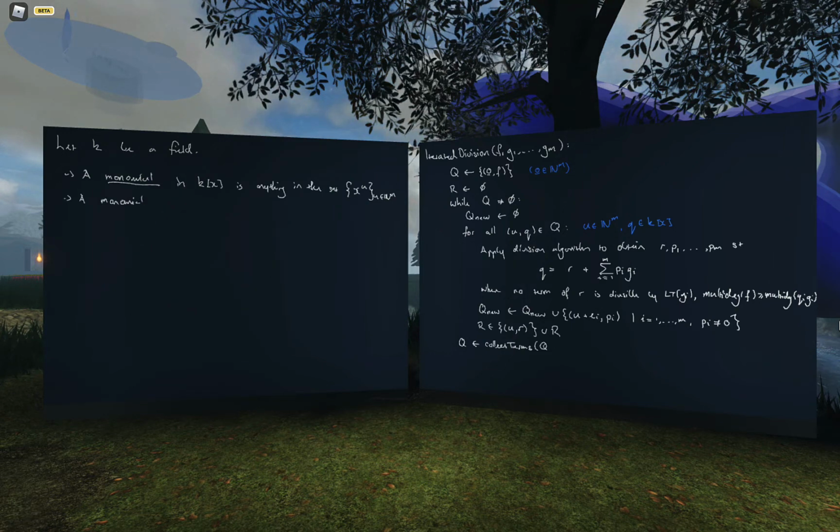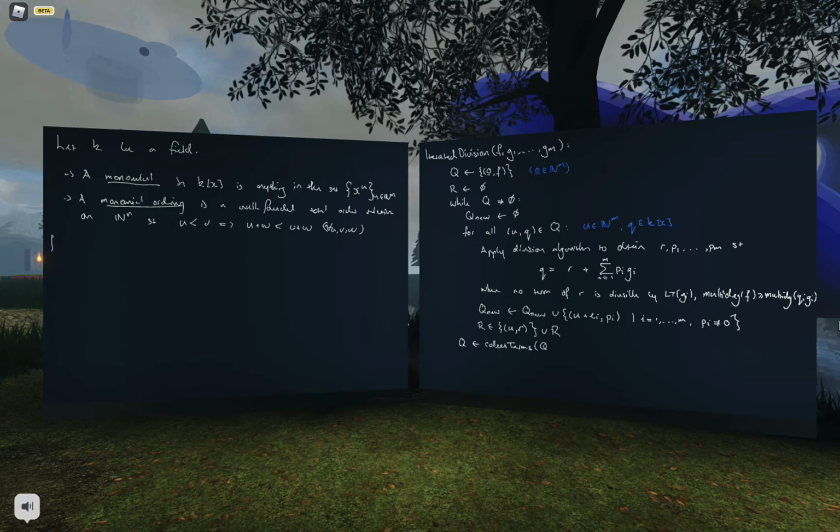And a monomial ordering is a well-founded total order relation on this set with the property that u less than v implies u plus w is less than v plus w for all u, v, w. And a typical example, the ones we looked at in MAG a lot, is the lexicographic ordering on N to the n.